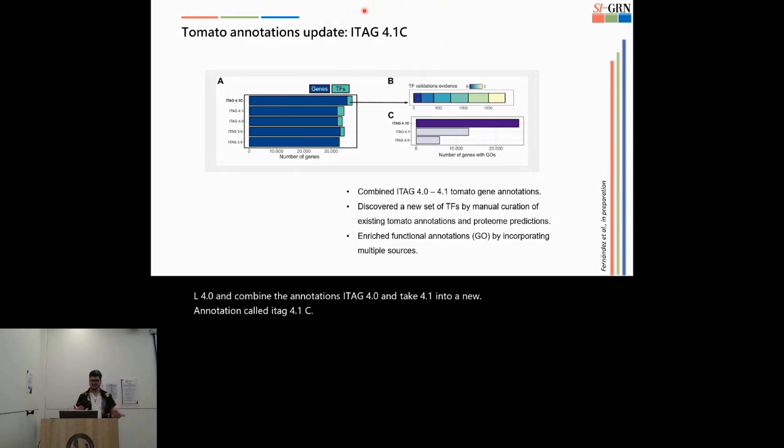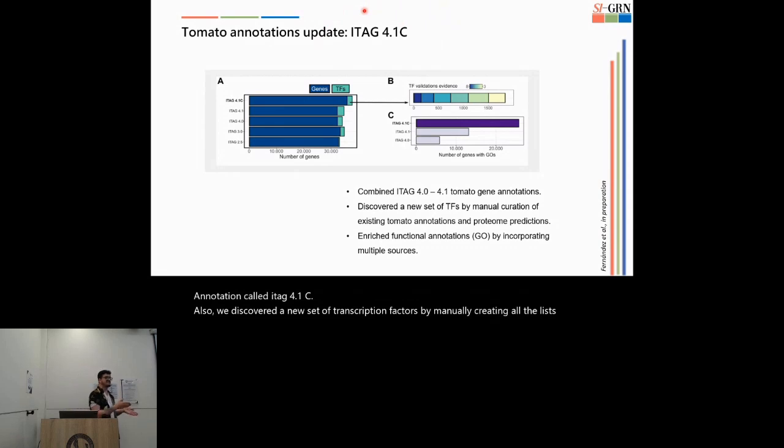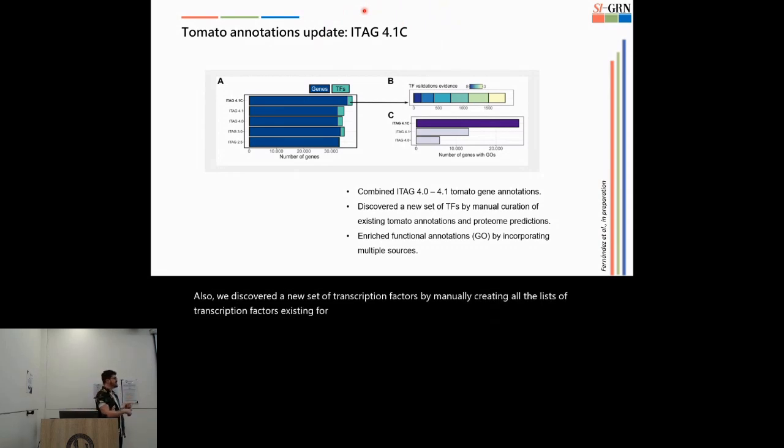Also, we discovered a new set of transcription factors by manually curating all the lists of transcription factors existing for tomato in these different annotations and in all the other websites. And also we included protein predictions for trying to understand which is a transcription factor. At the end, we ended up with transcription factors with more than 3 lines of evidence to be considered a transcription factor in our new list.